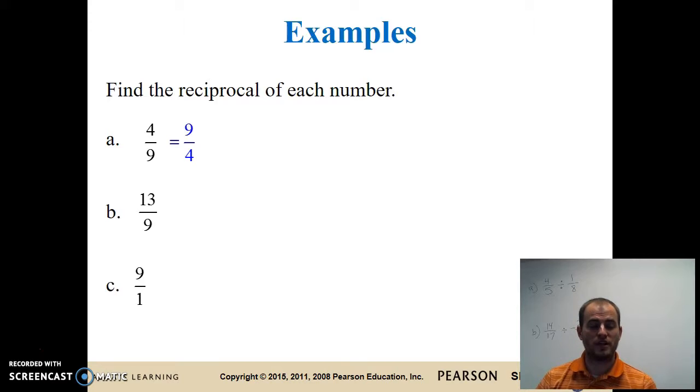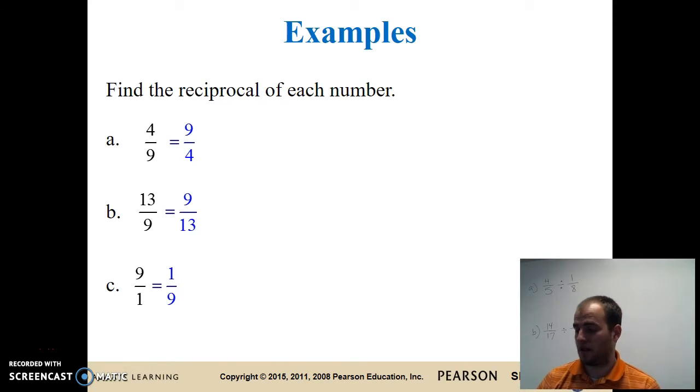If you're going to multiply those together, you get 1. The reciprocal of 13 over 9 is 9 over 13. The reciprocal of 9, or 9 over 1, is 1 over 9. So why don't you try to do letter D and letter E on your paper and bring that into class.